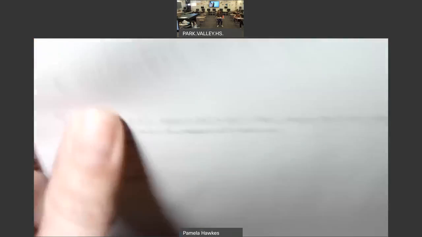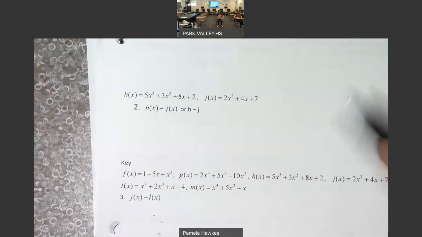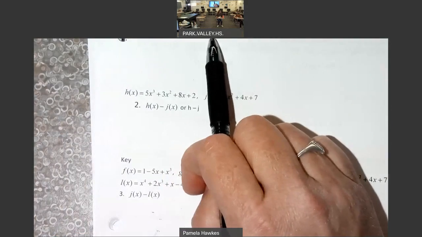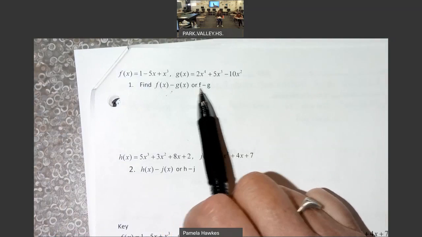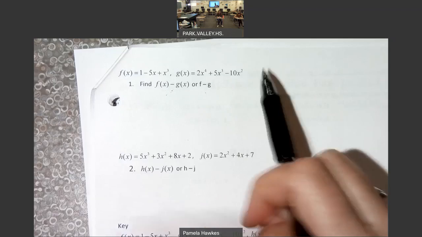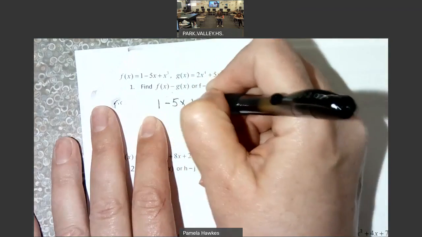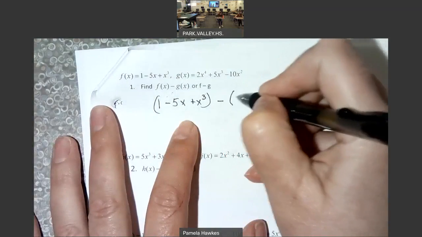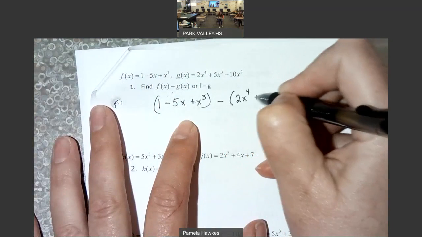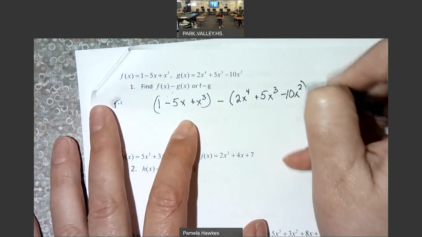So turn the page, and then look what they do over here. They say, here's a couple of examples. This and this mean the same thing. F of x minus g of x, or f minus g, is the same thing. So let's do that one. We've got 1 minus 5x plus x cubed minus 2x to the fourth plus 5x cubed minus 10x squared.